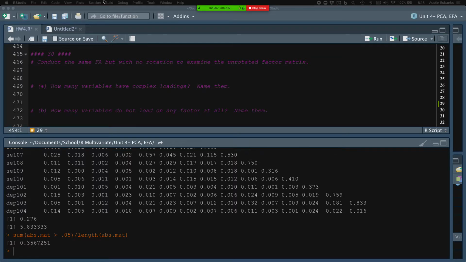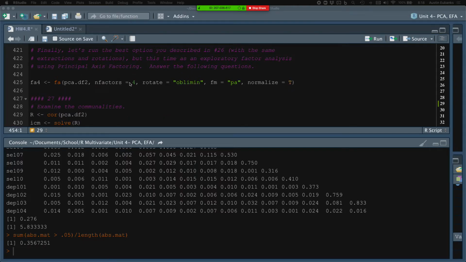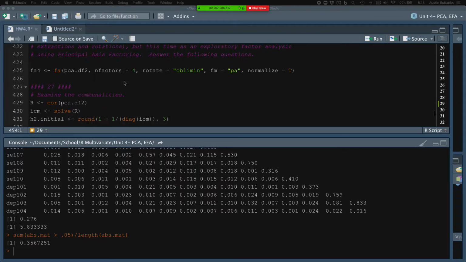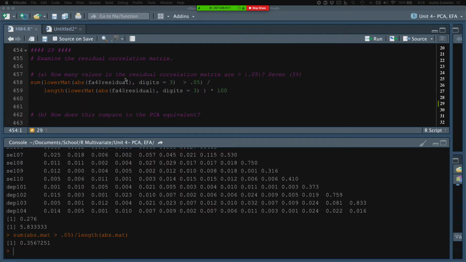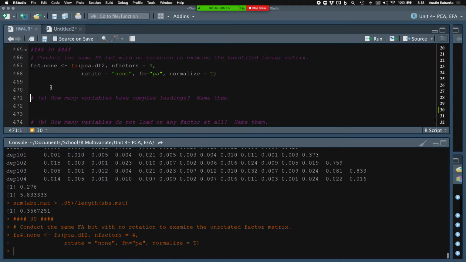So for number 30, all we're doing is copying and pasting. We're going to do another factor analysis, same as this one, except now we're not going to use a rotation. So all we have to do is change our rotate to none. And I'm going to store this as fa4.none. And so if we want to look at how many variables have complex loadings, what function might we use?